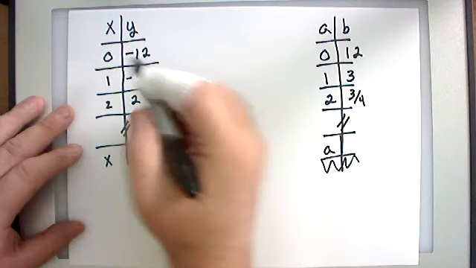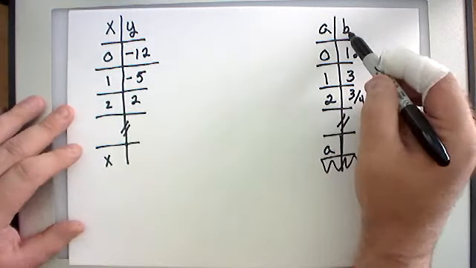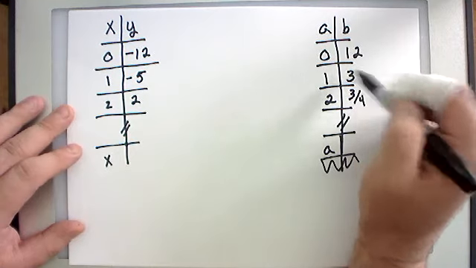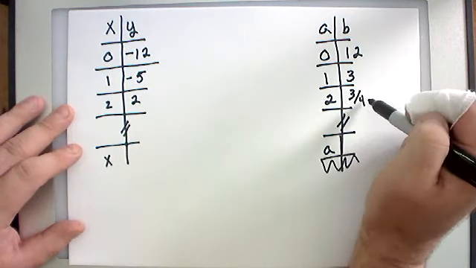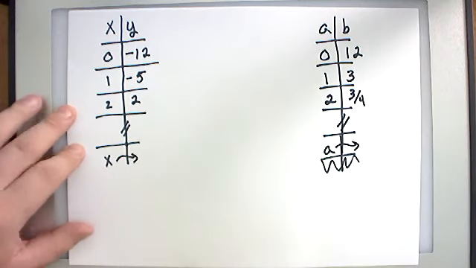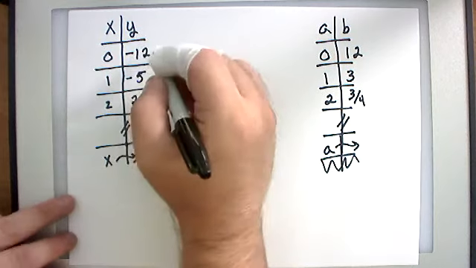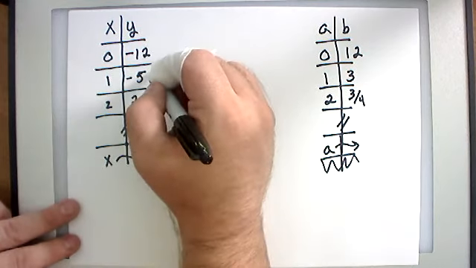2 tables. This one says 0, -12, 1, -5, 2, 2. This one says 0, 12, 1, 3, 3/4. And then in this case, I want to know what the x step is, and I want to know what the 8th step is, meaning I want to know what the 2 formulas are. All right, so pause it, take a minute, see if you can work these out on your own, and we'll do them together. The first one here, you look and say -12 to -5.